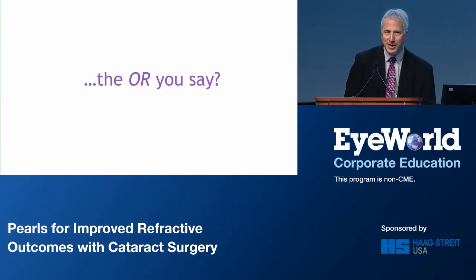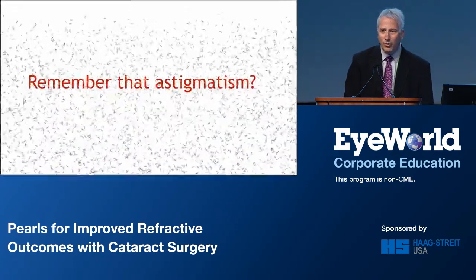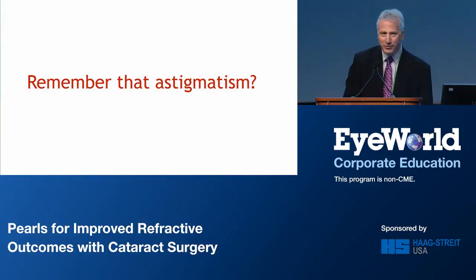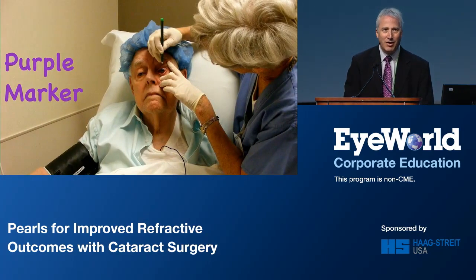Yes, the operating room, you say? Indeed, the operating room. Why would we need the Lenstar in the operating room? I wonder. Well, remember that astigmatism we were talking about before? When we get to the toric axis, we need to identify that toric axis. And yes, indeed, there are still lots of people in the world who are still using the purple magic marker to identify the axis.